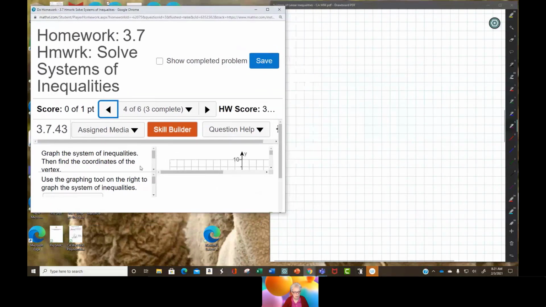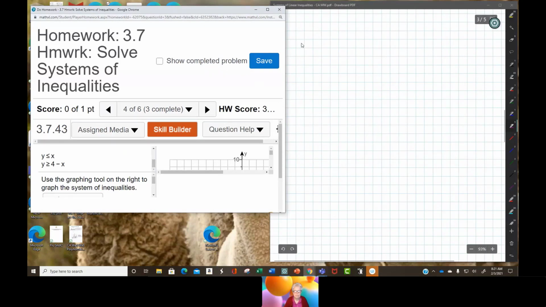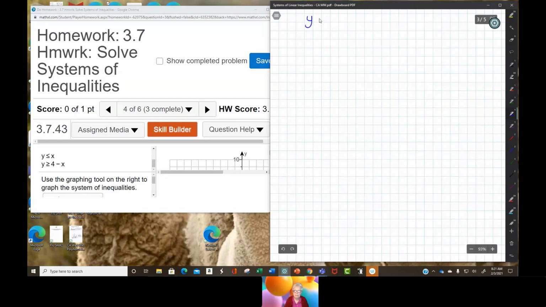Okay, so here we go. Number 4. Y is less than or equal to X. And I'm going to use green this time. Y is greater than or equal to 4 minus X. And this is number 4.